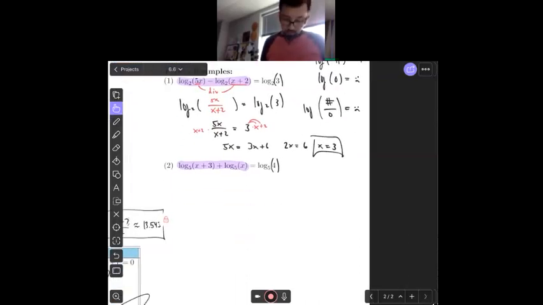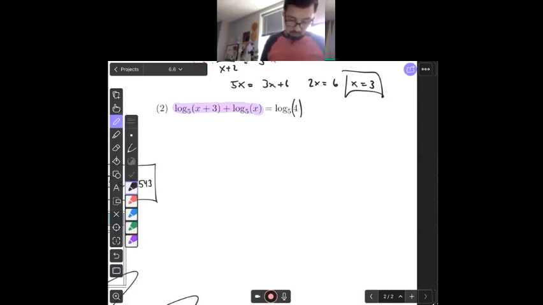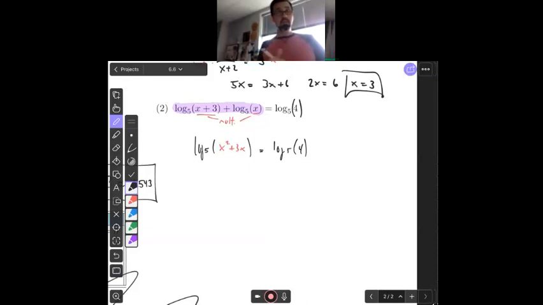Last one here, I know we're short on time, but it should be pretty fast. So log base 5 of x plus 3 plus log base 5 of x, those are going to multiply. So I get log base 5 of x squared plus 3x equals log base 5 of 4. Since both sides are log base 5, I can ignore that. So I get x squared plus 3x equals 4.